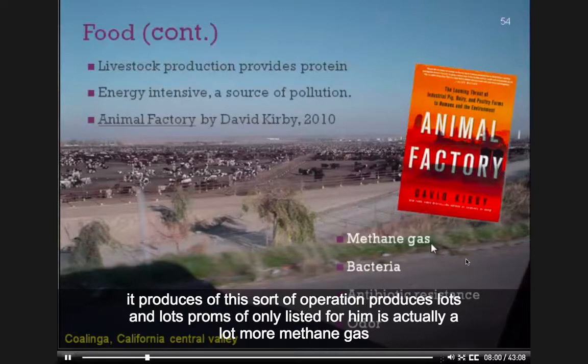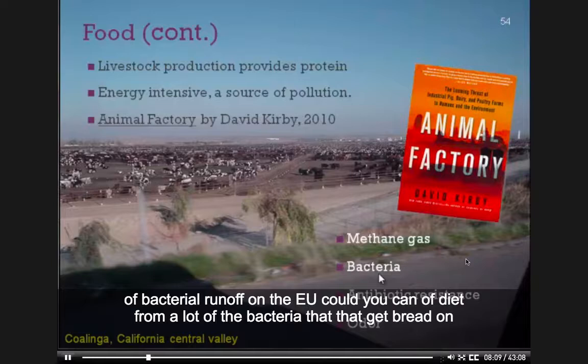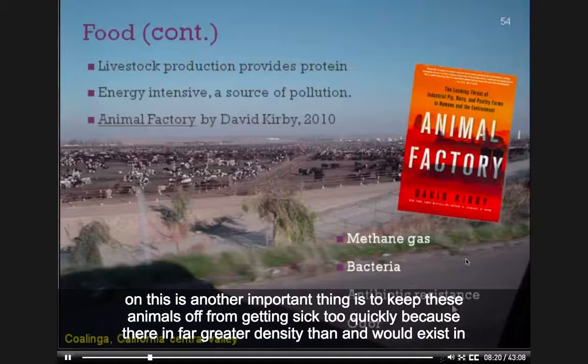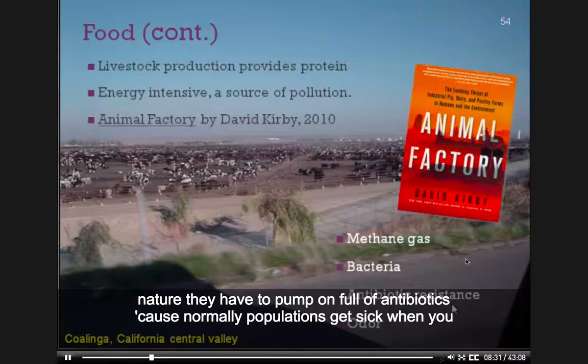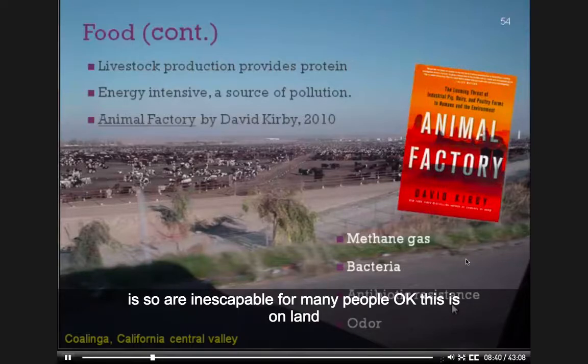Methane gas, both in what passes out the back end of the cow, but also what cows belch, is a big issue. Bacterial runoff. I mean, you could die from a lot of the bacteria that get bred on these sorts of industrial operations. Antibiotic resistance. This is another important thing: to keep these animals from getting sick too quickly, because they're in far greater density than would exist in nature, they have to pump them full of antibiotics, because normally populations get sick when you put them in these densities. And then, of course, the odor issue is inescapable for many people.